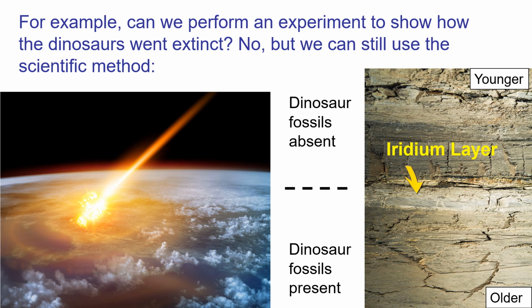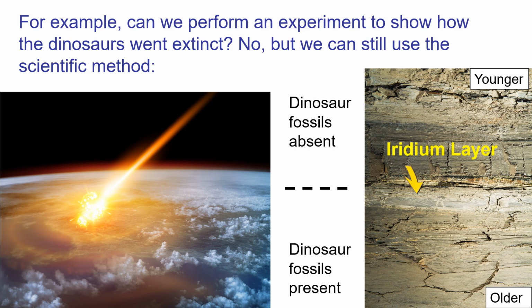Let's look at the example of the extinction of the dinosaurs. The dinosaurs went extinct 65 million years ago. And it's thought that there was a giant asteroid that collided with the Earth. In fact, it's thought that it carved out the Gulf of Mexico. That's where this impact is thought to have taken place. And what that did is it threw up a whole lot of dust and ash and smoke and so on into the atmosphere.